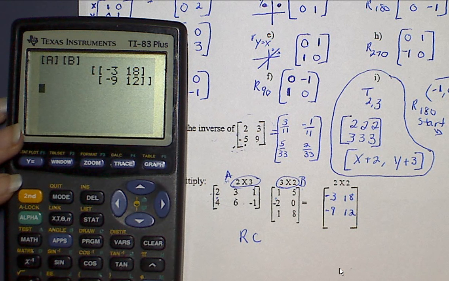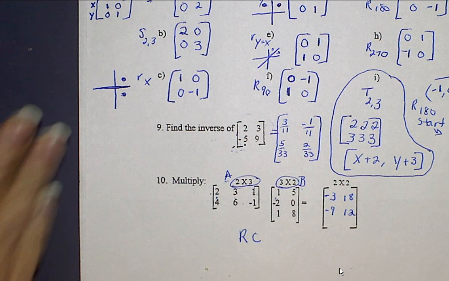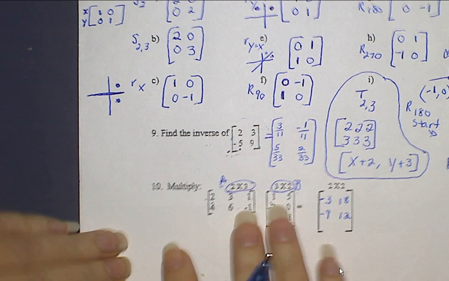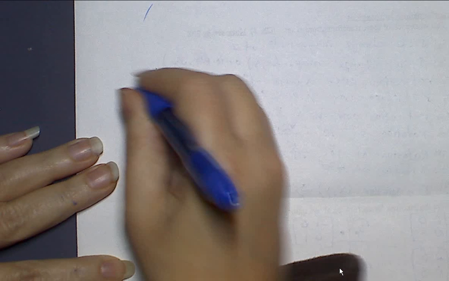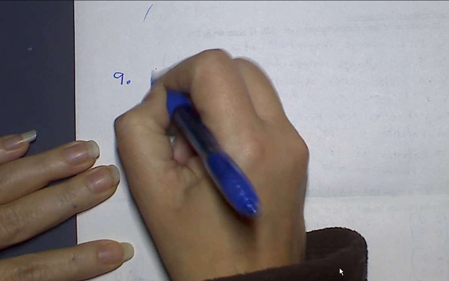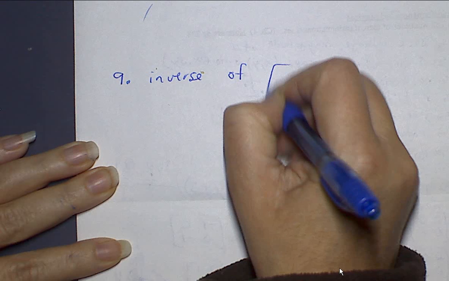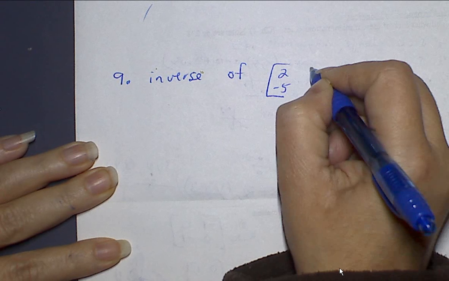Alright. So I'm going to now flip this paper over because I need to do the inverse of these. So I'm going to flip this paper over, and it said over on the other side to find the inverse. So number 9 said to find the inverse of the matrix 2, -5, 3, 9.